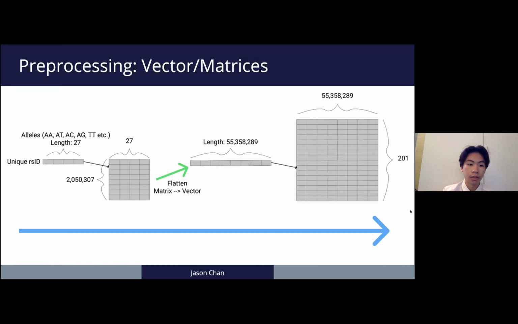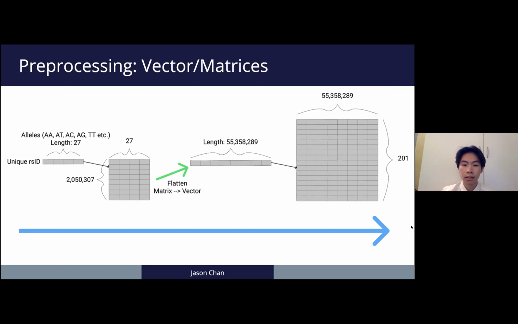On the very left, you can see that we have one vector representing a unique RSID of length 27. These hold all the allele combinations, AA, AT, AC, AG, TT, etc., as well as insertions and deletions. And this was where one unique RSID held information. Then we stacked this RSID with all the other possible RSIDs we found throughout all the individuals' files, which ended up being around 2 million possible RSIDs that we found. So this matrix was one individual's genetic data.